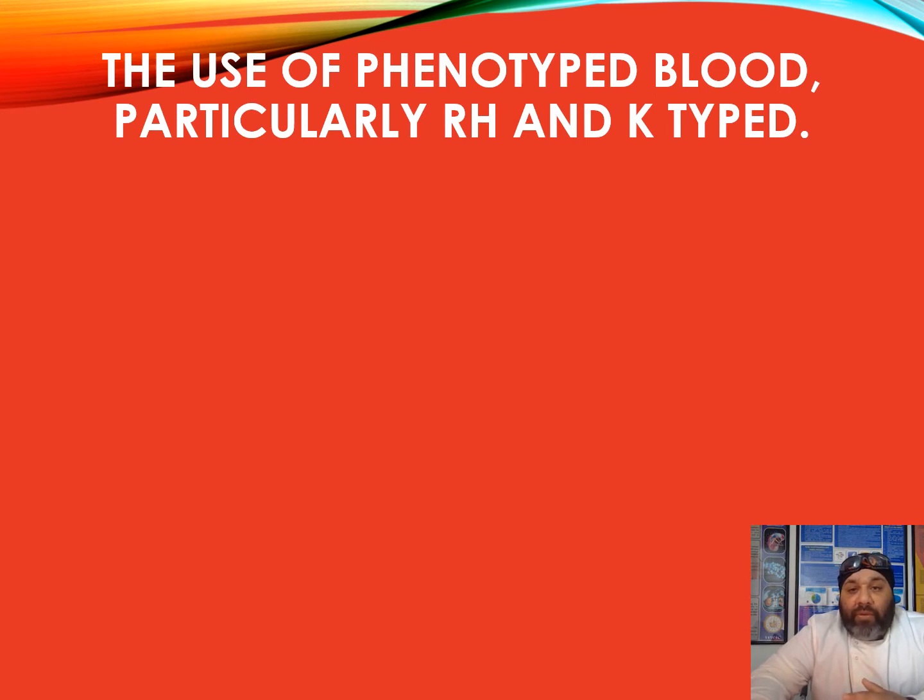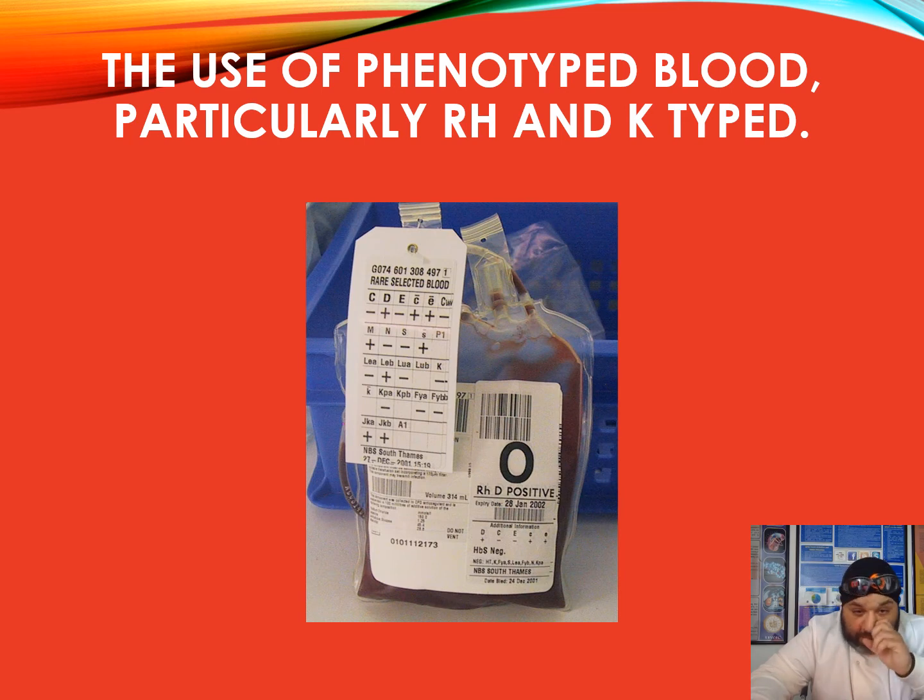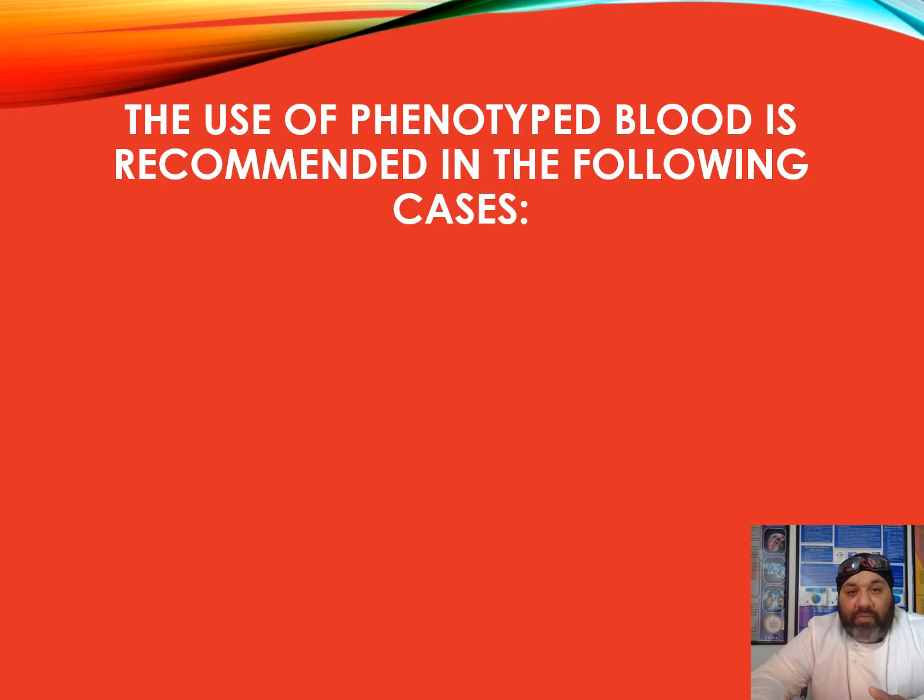So a little bit about the use of phenotyped blood, particularly rhesus and K-typed, or big K-typed. Here is a picture of a bag of blood. Blood group O, rhesus D positive. There is something called HBS negative as well, and some other information around this pack of whole blood. Here there is an arrow pointing to where big M is positive.